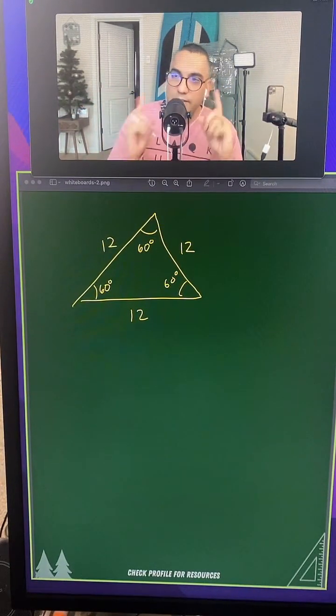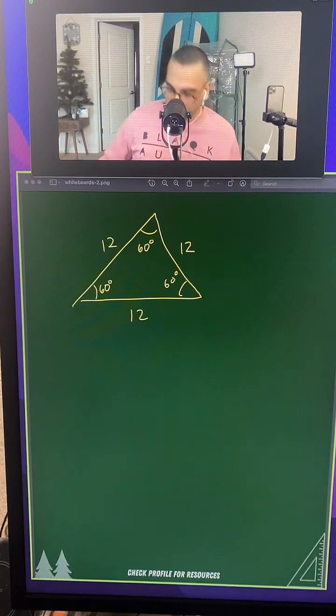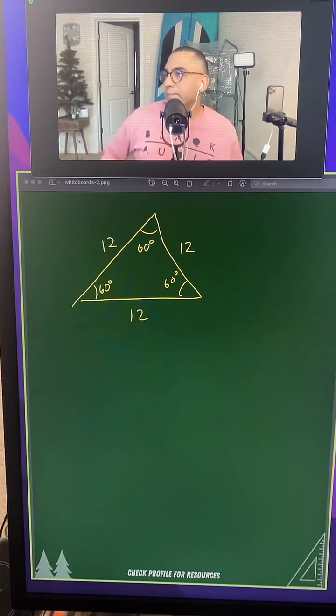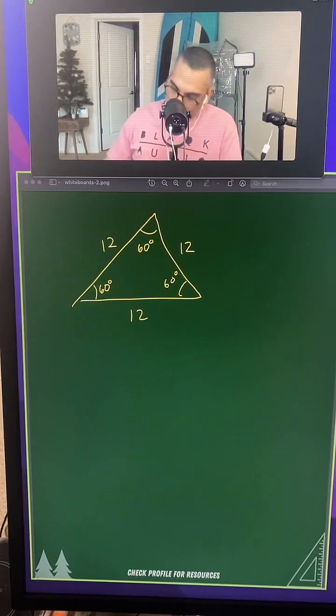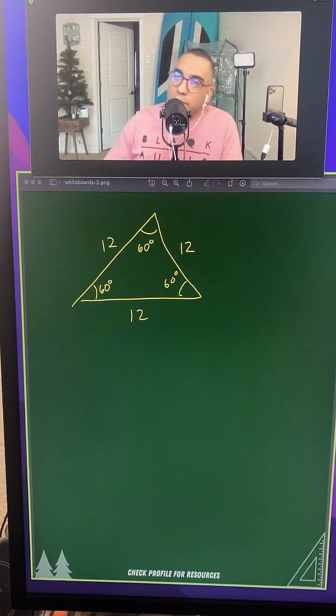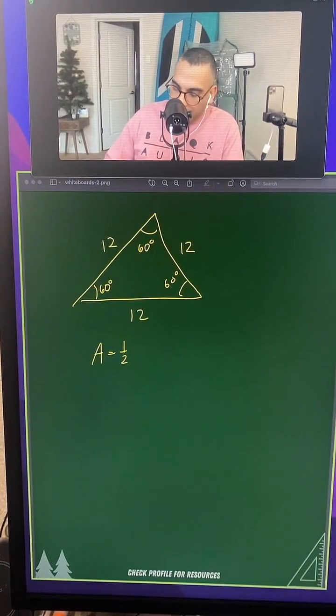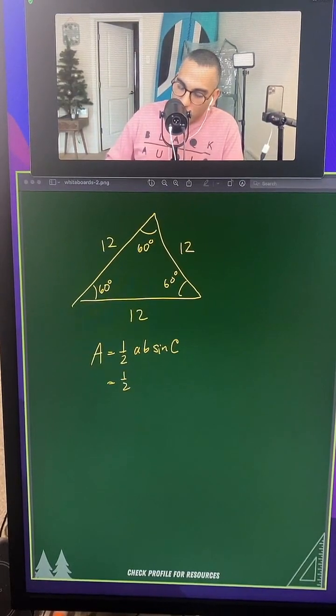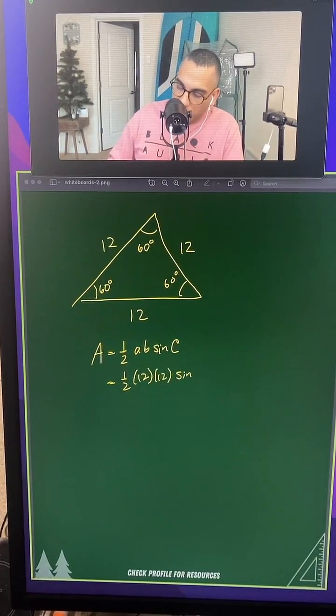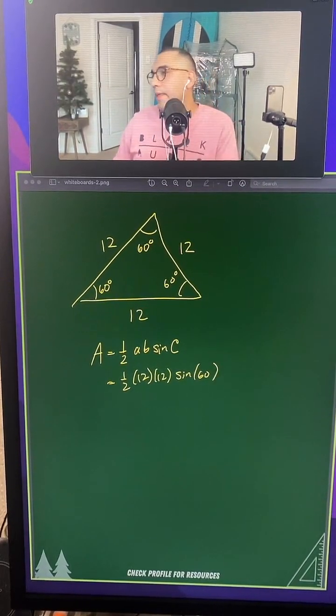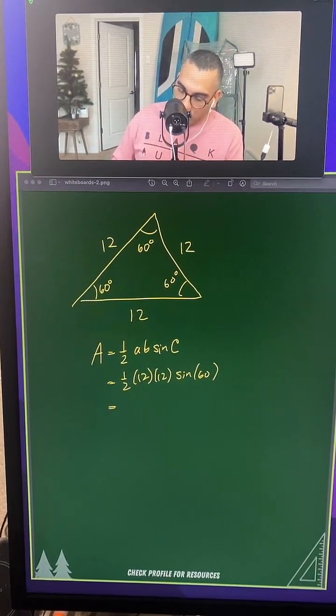I want to find the area. Does anyone know how to find the area of this? There's a specific equation for it. There's many ways of doing this. My favorite is just using area is equal to 1/2 AB sine of C. So if I do that, that's going to be 1/2 times 12 times 12 times sine of 60. All right, so let's talk about that.